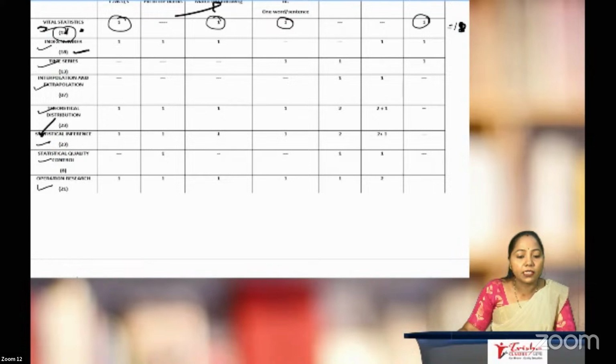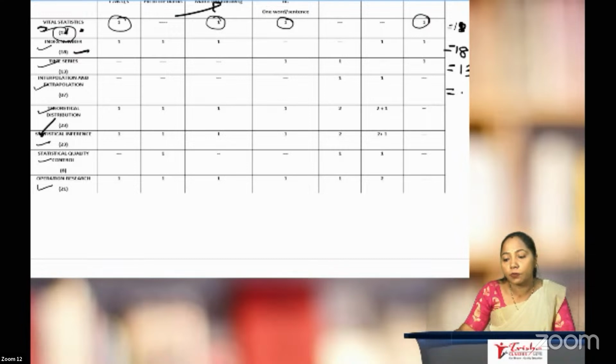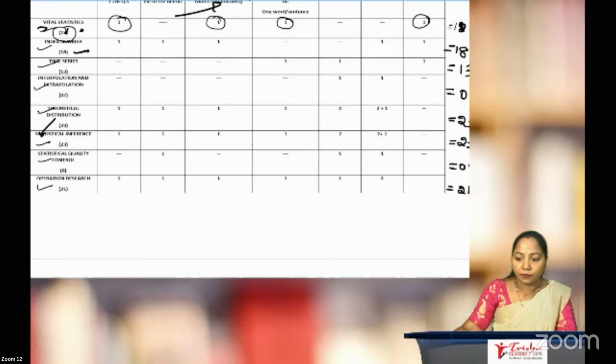So next chapter is index number. Again, the total weightage is 18 marks. Time series, 13 marks. Interpolation, extrapolation, 7 marks. Theoretical distribution, 23. Inference, again 23. Statistical quality control, 8 marks. And operation research, you can expect questions for 21 marks. Total weightage will be 21 marks.